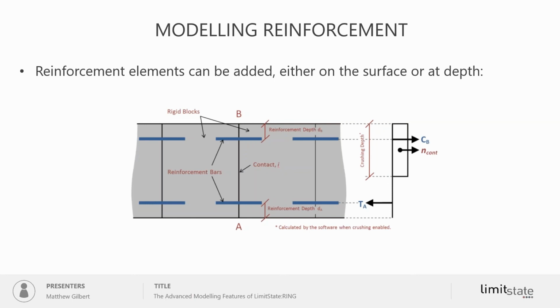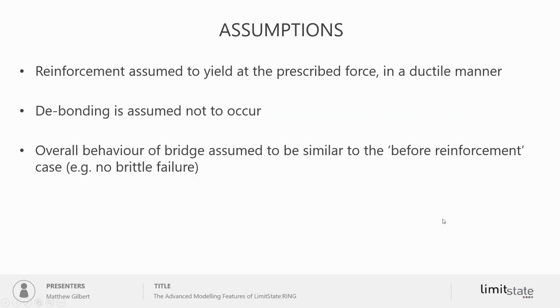So we can very easily augment the contacts with potential reinforcement, whether that be compressive or tensile reinforcement near to the upper or lower surface of the masonry. Because we have a plastic model, an effective rigid plastic model, we assume that the reinforcement yields at a prescribed force in a ductile manner. We neglect the likelihood for debonding, and overall we're hoping or assuming a ductile mode of response.